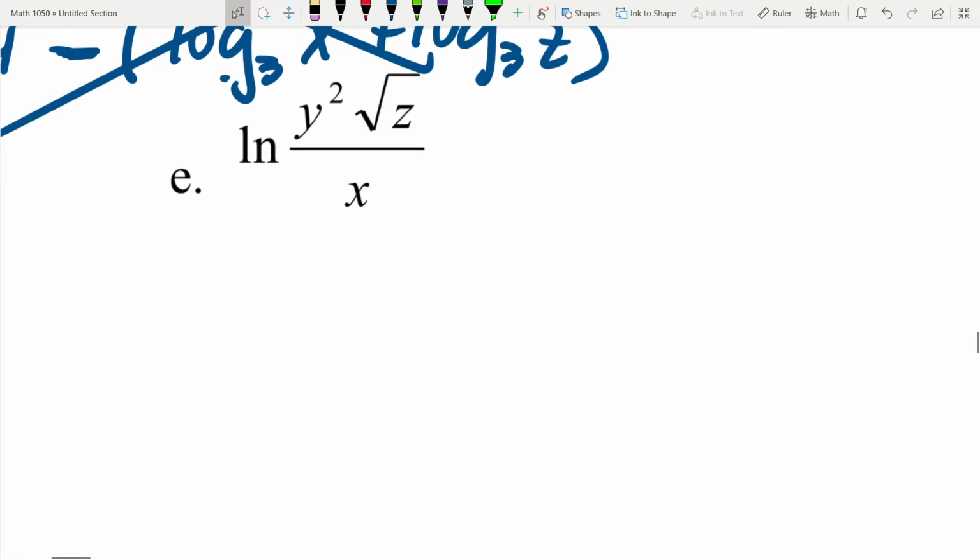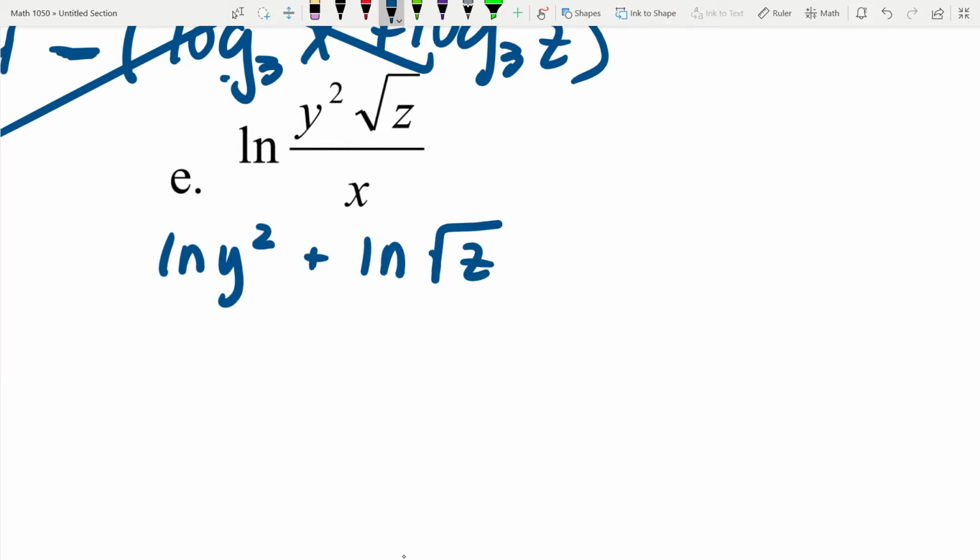Tell me how, this is weird because this is ln. But I don't have to panic because an ln is a log. It's the same thing. It's just log base e. So just keep writing it as ln. How many times am I going to put ln on my paper? 3. How many of those 3's will be negative? 1. Which one? X. Why? Because it's on the bottom. This is a breeze. You just have to know the rules. So this is ln y to the second plus ln square root of z minus ln x.